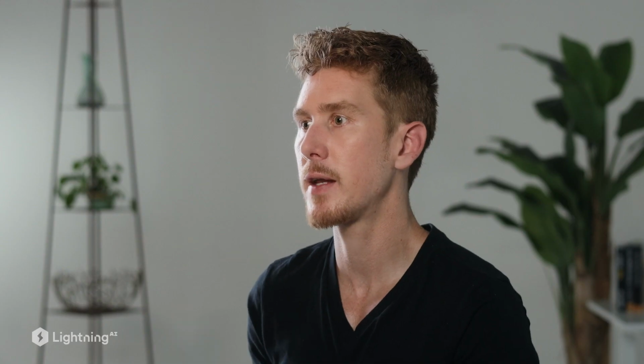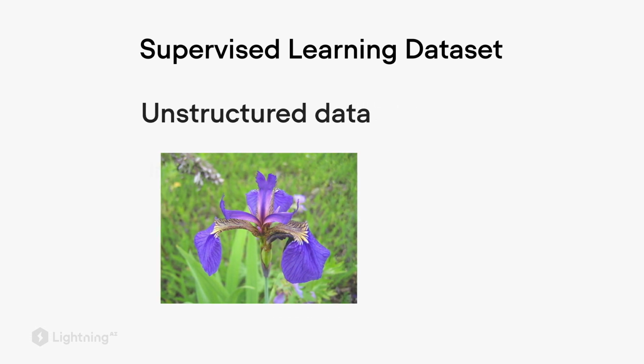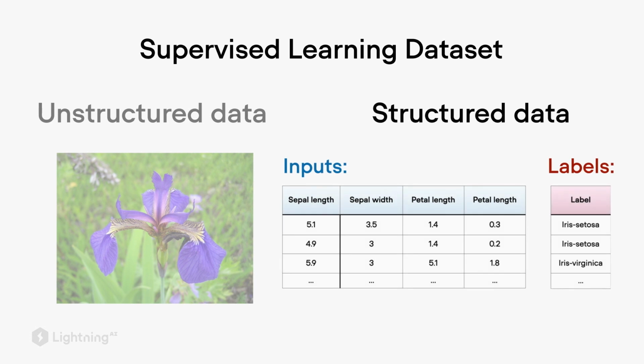Let's now take a look at the dataset in more detail, the dataset that we use for supervised learning tasks. So here we see an example of an unstructured dataset, where the input represents an image of something that we want to classify. So in this case, we have an image of a flower, and the correct label we want to predict is Iris setosa. And as we discussed earlier, there's also the concept of structured data, where the input is essentially a table, and each column represents a feature that someone extracted from the unstructured data.